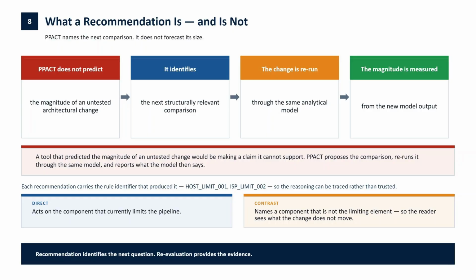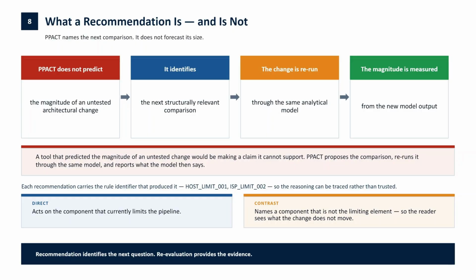Two items are classified as contrast. One is to compare an alternative accelerator associated with accel limit 001. The other is to change the memory package count associated with mem limit 002. In both cases, the interface also states that these changes do not directly address the current limiting element. The memory technology change is marked as completed. Its rule identifier is mem limit 001 because that is the change already performed in this comparison.